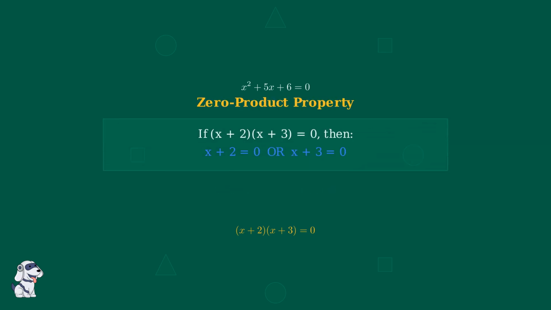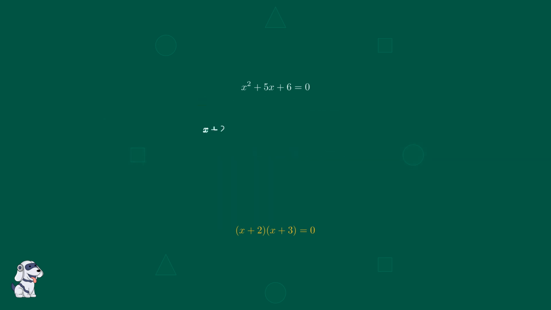This is where the zero product property comes into play. This property states that if the product of 2 factors equals 0, then at least one of the factors must equal 0. Now we solve each factor separately. From x plus 2 equals 0, we subtract 2 from both sides to get x equals negative 2. From x plus 3 equals 0, we subtract 3 from both sides to get x equals negative 3.